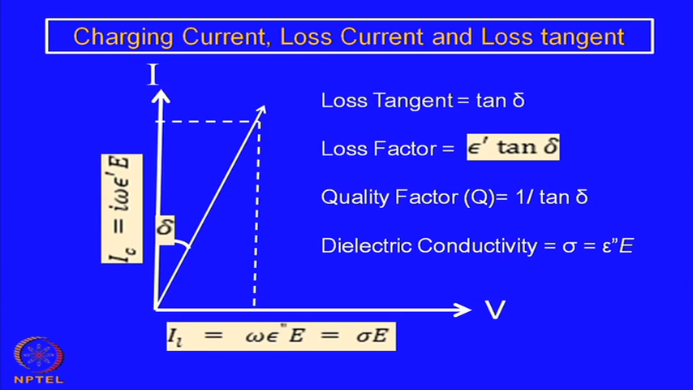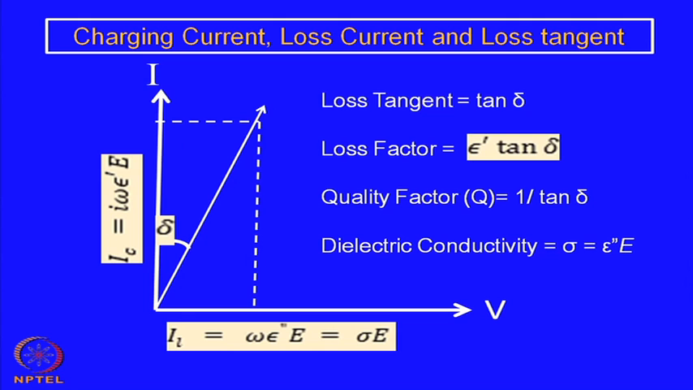Then we have a loss factor. Loss factor, tan delta is just the loss tangent. So, there are different parameters used in the literature. Loss factor is epsilon prime multiplied by tan delta. So, the loss tangent and loss factor are two different quantities. The loss tangent is only tan delta, whereas loss factor is tan delta multiplied by the real part of the permittivity.